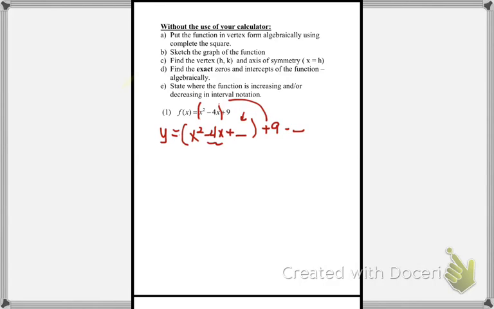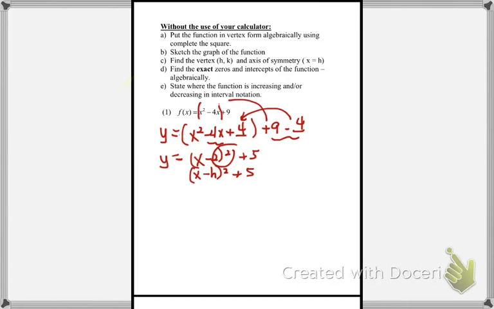We take half of b, which is negative 4 divided by 2, so x minus 2 squared. We square 2 and put that here, and then we also put it here. We combine these like terms, and we have a parabola. Now it lines up to your standard form.